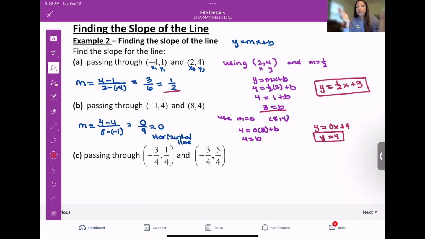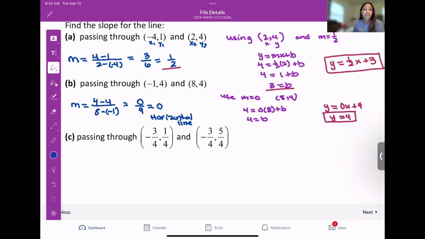All right, what about part C? We have the points -3/4, 1/4, and -3/4, 5/4. In the last problem, the y values were the same, and we ended up with a horizontal line. Here, the x values are the same, and we're going to end up with a vertical line.